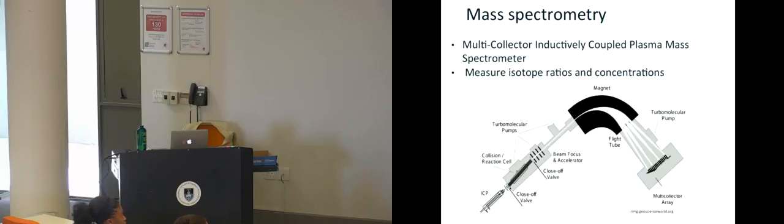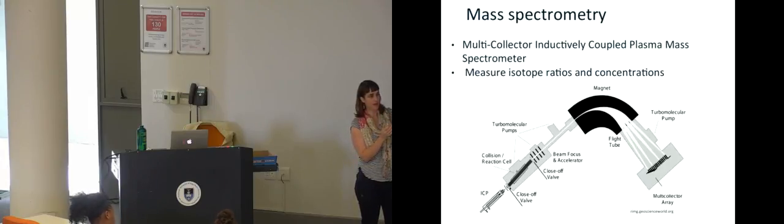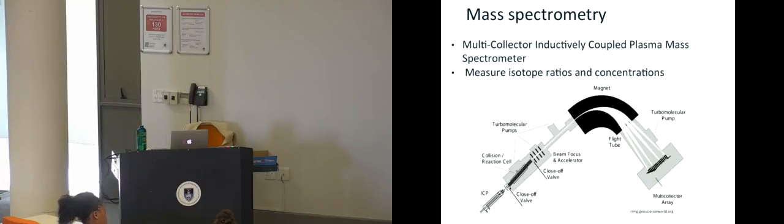We have a series of lenses, which help focus this beam into a really nice, narrow, focused beam. Then this beam gets sent into a magnet. In this magnetic field, the different isotopes in the ionized beam are split according to their mass. So that's what a mass spectrometer does. It splits a beam of ions according to mass, and so you get a spectrum of masses. You go from a single beam to a number of beams.